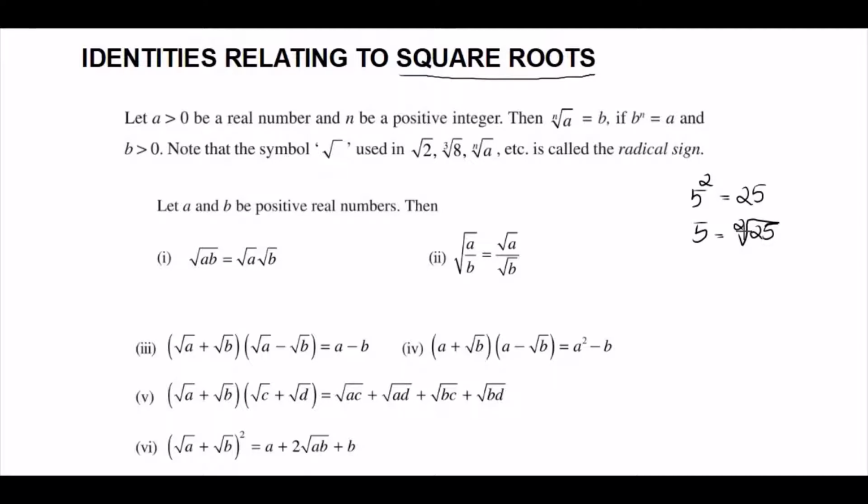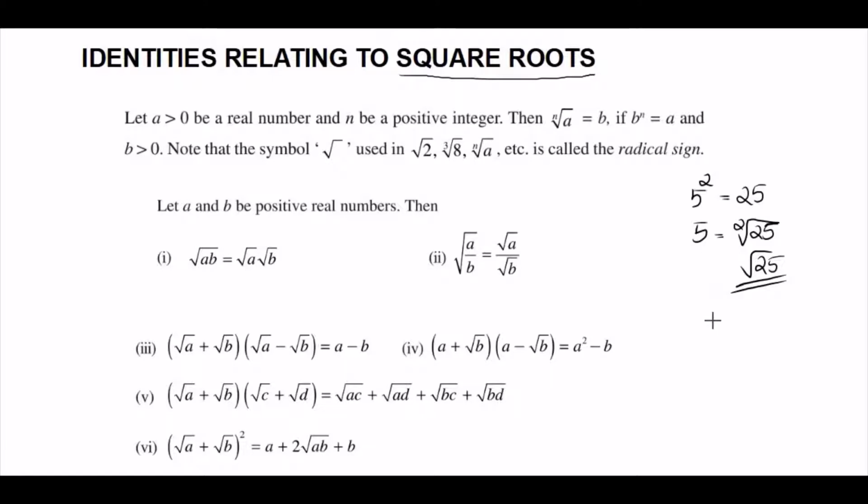Basically, if it is square root, we won't give the number 2 here. We'll just write it as root 25. That is, if b is a positive number, then you can write b raised to n as the nth root of a. Here it is b square, that is 5 square. So you can write it as square root of 25.